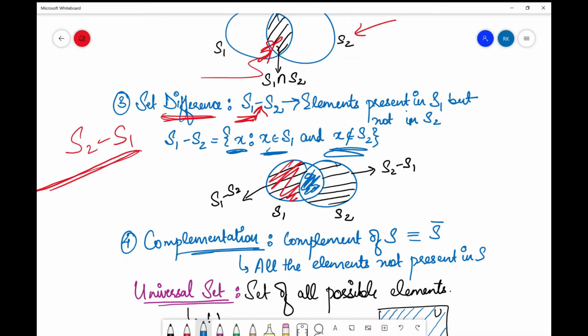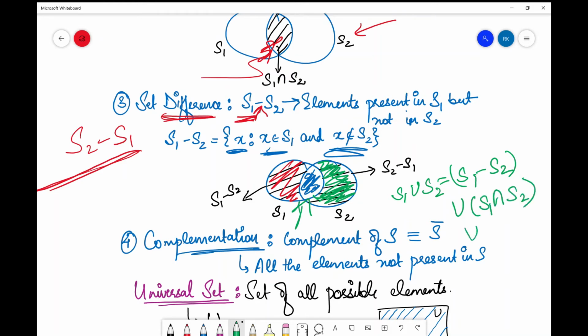Similarly, if I were to show S2 minus S1, that would mean only the portion specific to S2, and I am not including the part which is common to S2 and S1. Okay. So in a nutshell, we can also write one more thing, which is S1 union S2 is equal to S1 minus S2 union S1 intersection S2 union S2 minus S1.